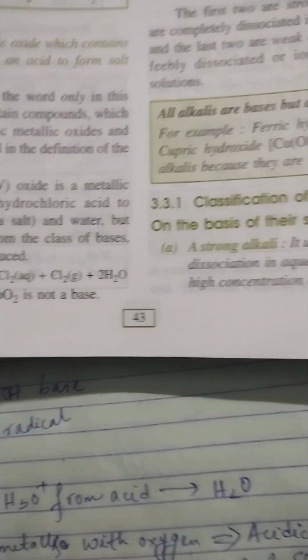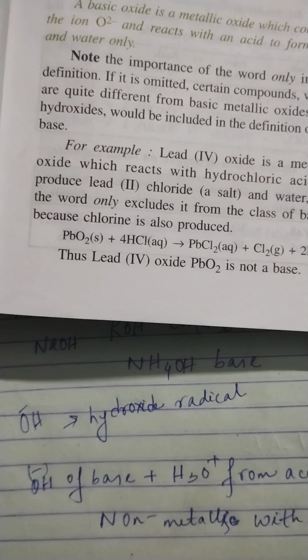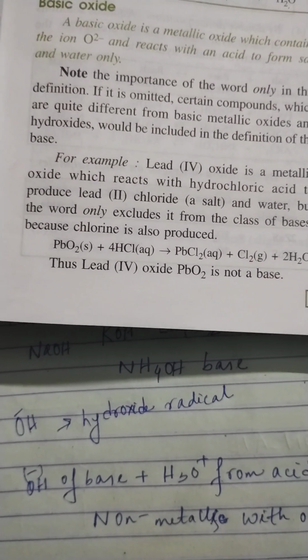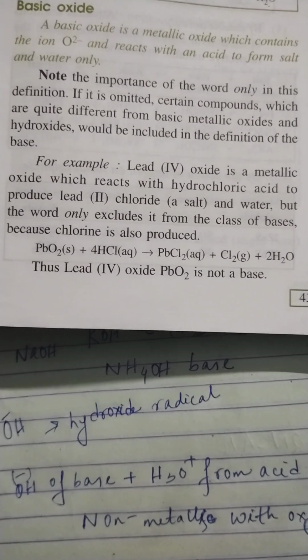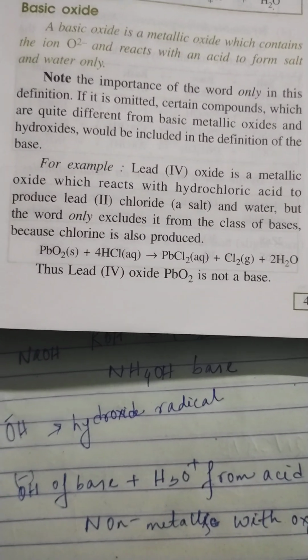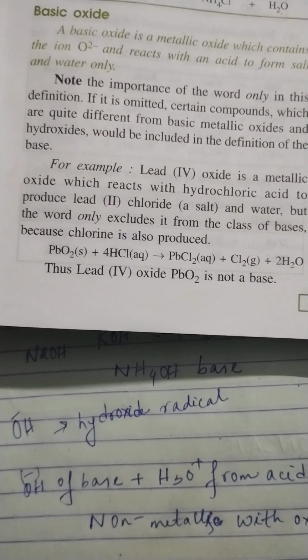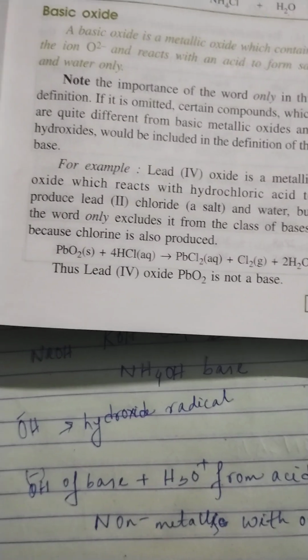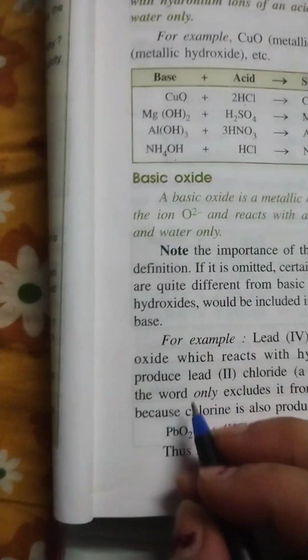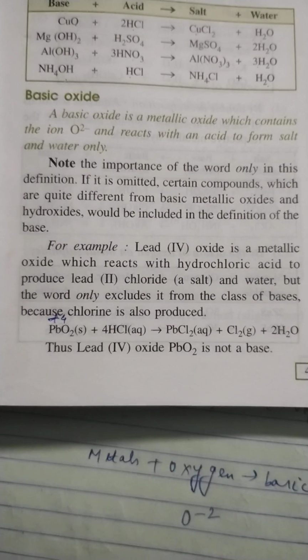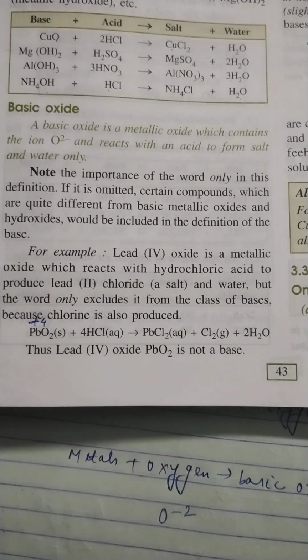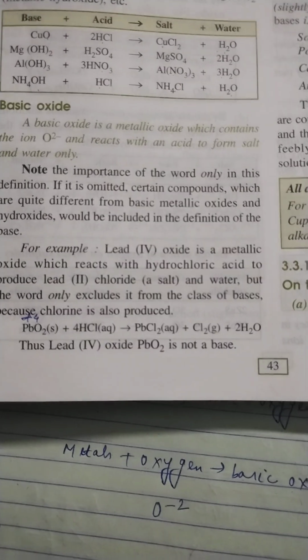Okay. Now see, let's take an example. Lead PbO2. PbO2 is lead 4 oxide. Lead can have two valencies. One is Pb plus 2 and the other one is Pb plus 4. So in PbO2, Pb is in the plus 4 state. PbO2 reacts with HCl, giving PbCl2, chlorine gas and a water molecule.